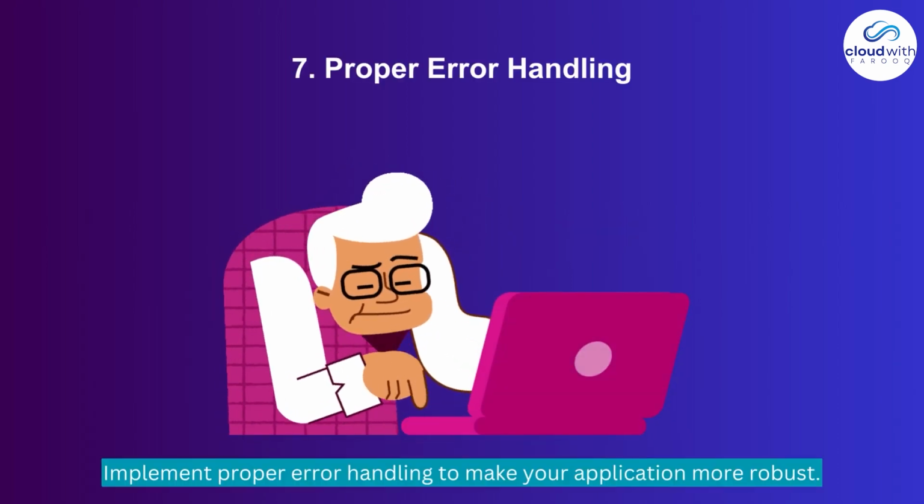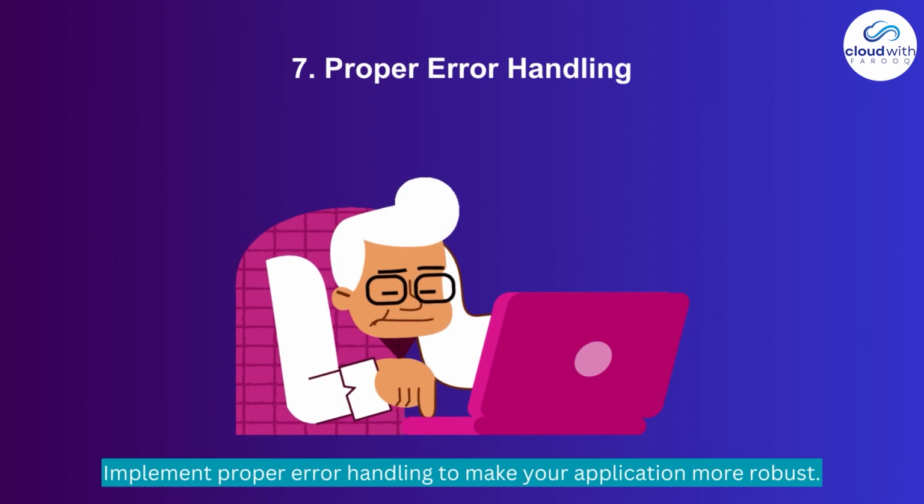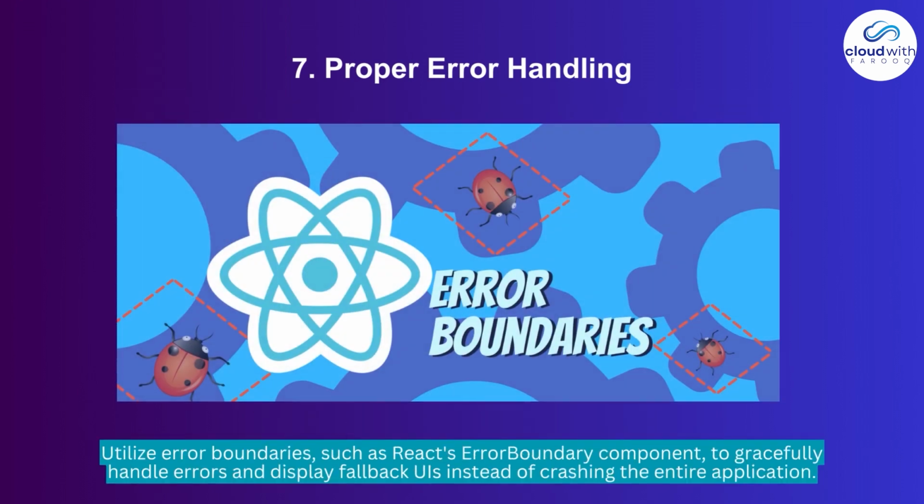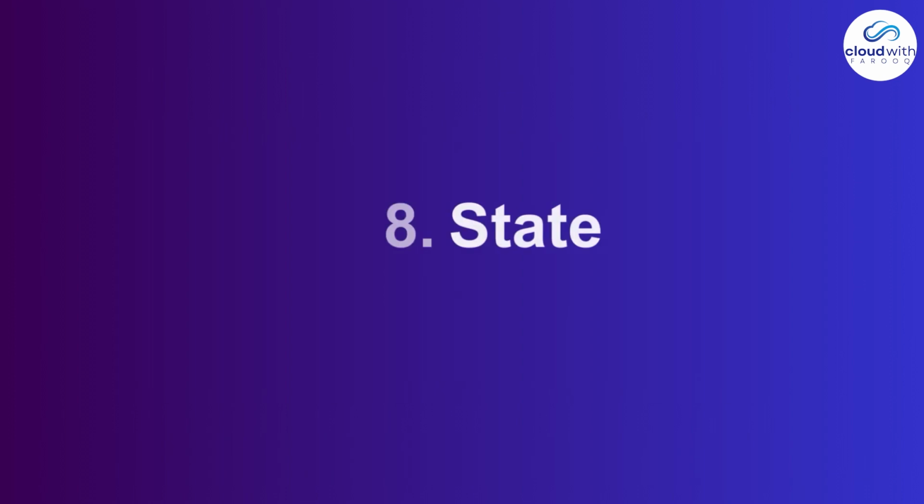Number 7. Proper error handling. Implement proper error handling to make your application more robust. Utilize error boundaries such as React's error boundary component to gracefully handle errors and display fallback UIs instead of crashing the entire application.